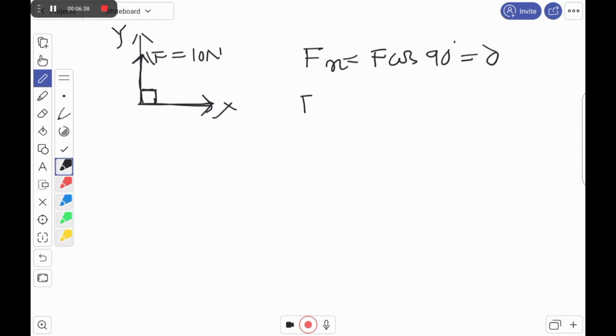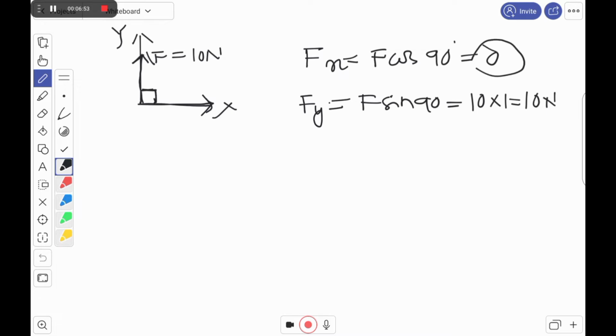Okay. What is Fy, children? Fy will be F sin 90. So sin 90 is 1. So that means 10 into 1 is equal to 10 Newton. See, here it is 0, and here it is the entire 10 Newton. What does it mean? As you can see, the vector is along the y direction. That means there is no x component. Your x component will be 0, children. That means the entire vector is in the y direction. Is it clear, children?